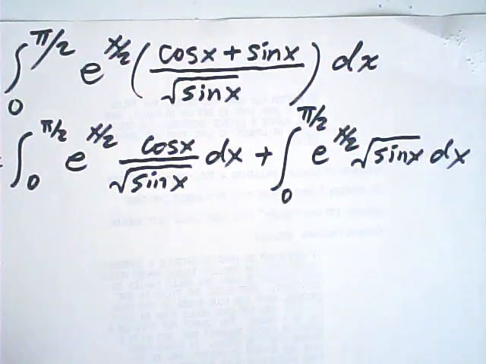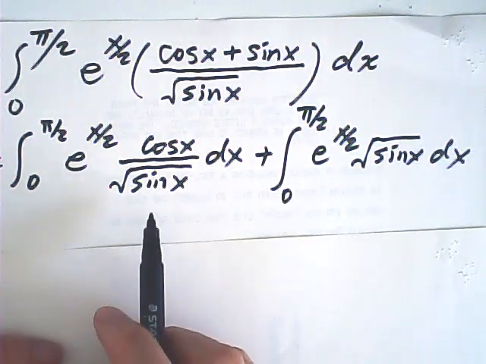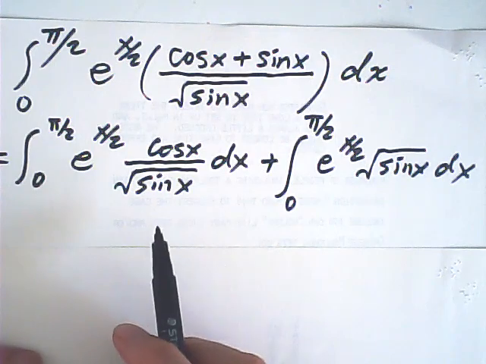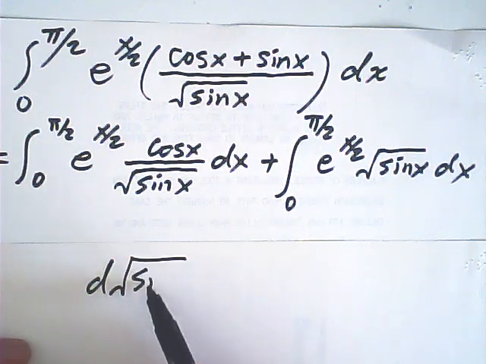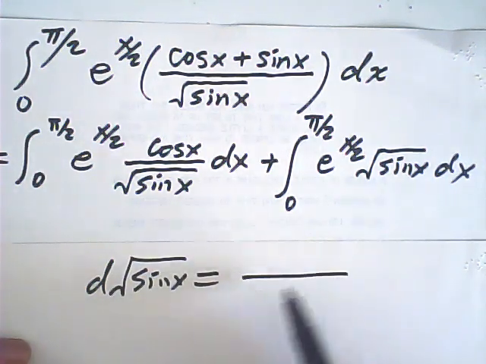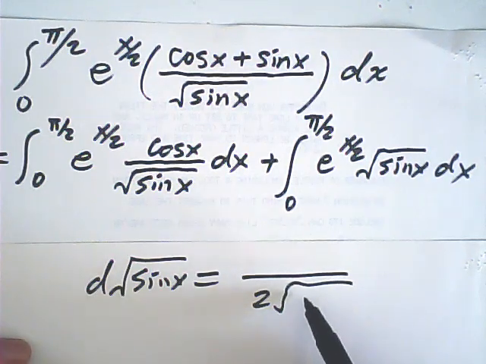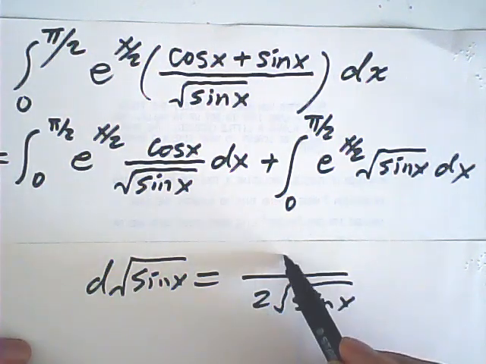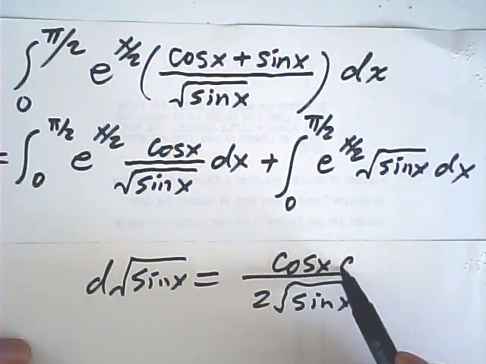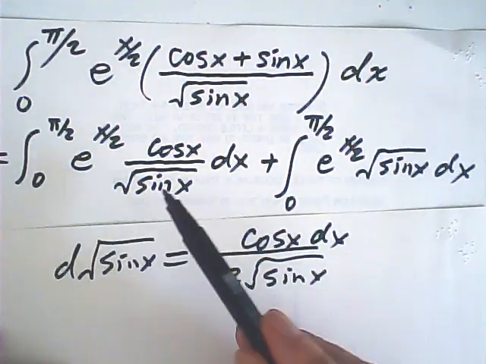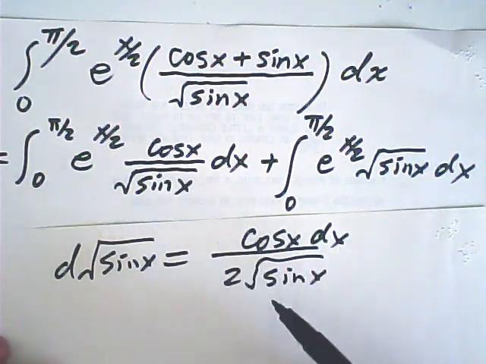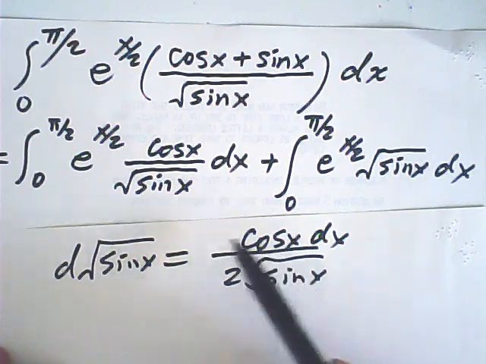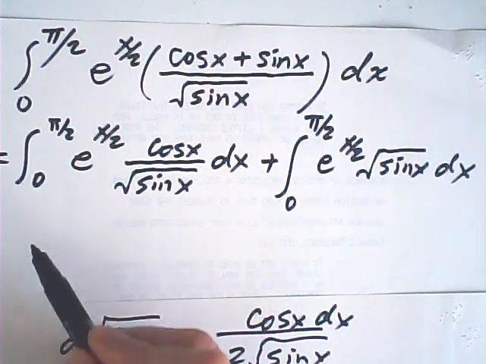And this one, let me see. For this one, I try the derivative of square root of sine x. That would be equal to 1 over 2 square root of sine x times cosine x, right? And times the dx. So I do have cosine. I do have a square root sine. I don't have a 2. So you multiply 2.